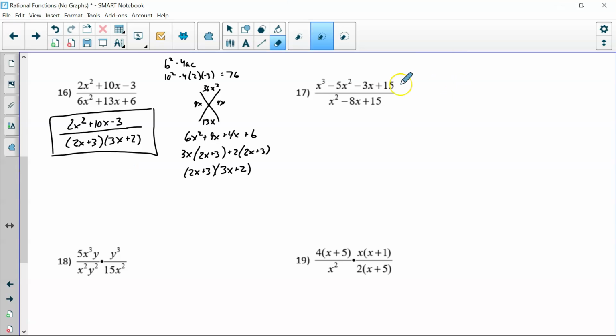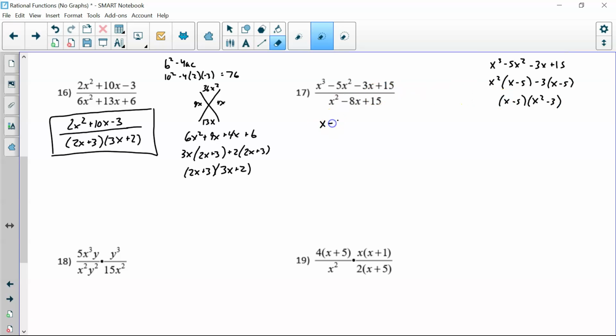Number 17. The top is a factor by grouping. So off to the side here: x cubed minus 5x squared minus 3x plus 15. The common factor of the first two terms is x squared. So we have x minus 5. Last two terms, we have a negative 3, and that gives us an x minus 5. So the common factor, x minus 5, and then x squared minus 3. x squared minus 3 cannot be factored further.